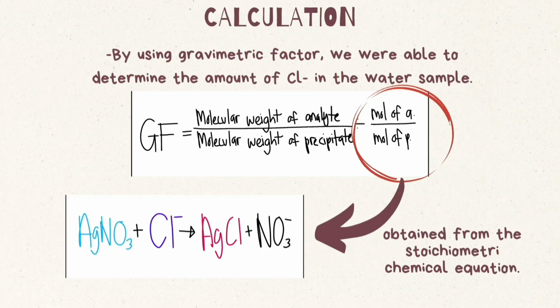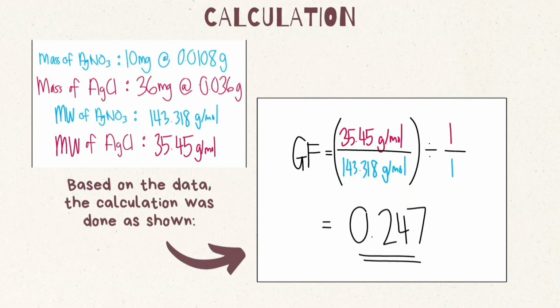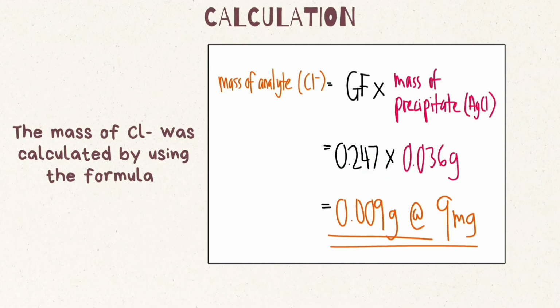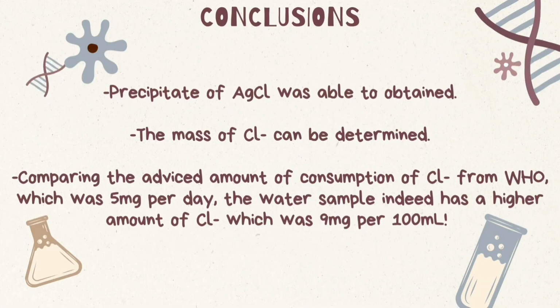Gravimetric factor, we were able to determine the amount of chlorine in the water sample. Moles of analyte and precipitate were obtained from the stoichiometric chemical equation. Based on the data collected, the calculation was done as shown. In conclusion, we were able to obtain silver chloride precipitate, and from there, we were able to determine the mass of chlorine in the water. Comparing the advised amount of consumption of chlorine from WHO, which is 5 mg per day, the water sample indeed has a high amount of chlorine, which was 9 mg per 100 ml.